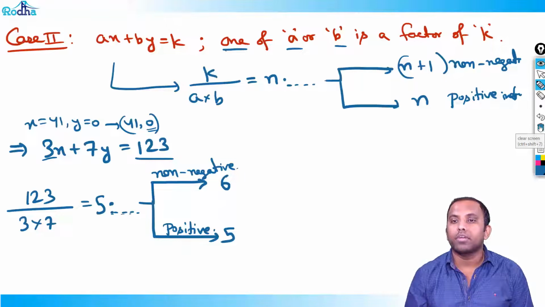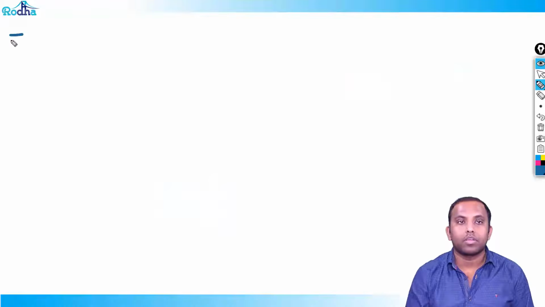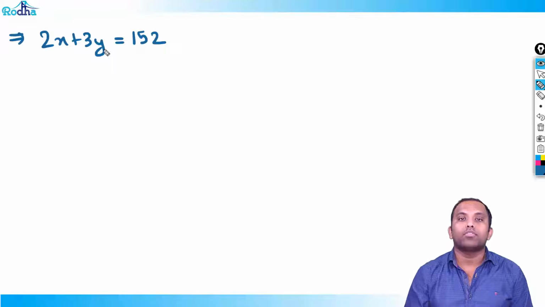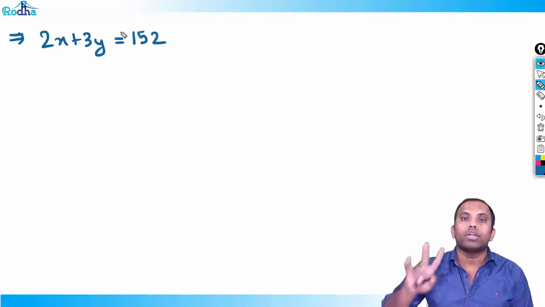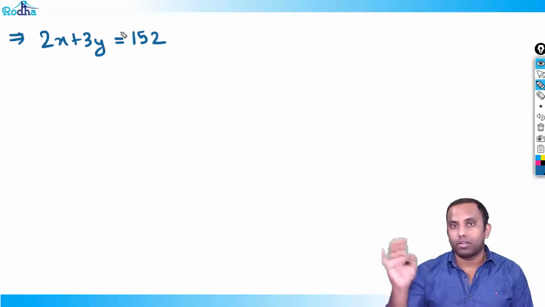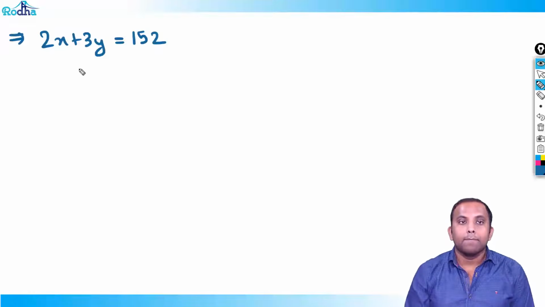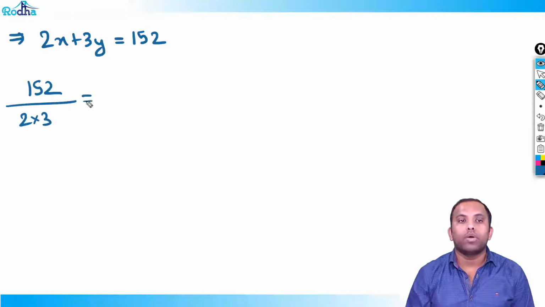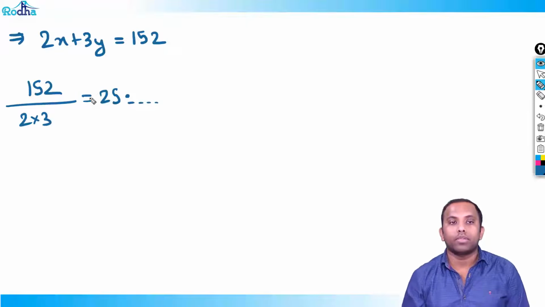Take up one more case. 2x plus 3y is equal to 152. How many positive and how many non-negative solutions? See, by this shortcut, only two things we can derive: non-negative integral and positive integral solutions. That's it, right? So calculate 152 by 2 into 3. It is 152 by 6. That means 25 point something, right?